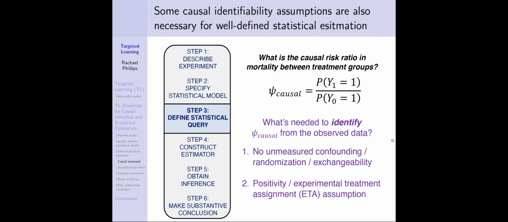Here's the other assumption, which is referred to as positivity or the experimental treatment assignment assumption. This assumption is also necessary to interpret the estimate as a cause-effect relationship. It's also necessary to define a well-defined statistical estimation procedure. The positivity assumption states that there's a positive probability of receiving each treatment type. This is also guaranteed in a randomized trial. Each subject had the same probability of receiving the treatment because it's randomized.